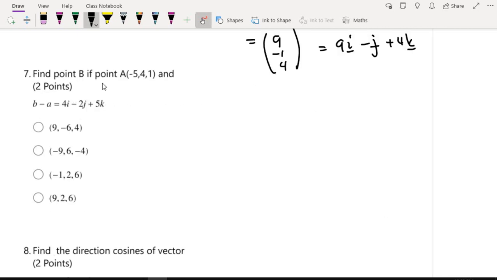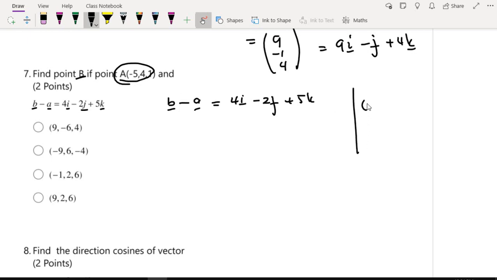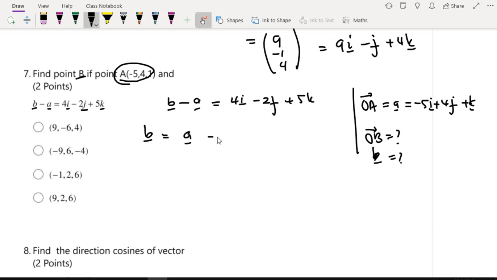Okay. Number 7, find point B. If point A is given, and vector B minus A is equal to 4i minus 2j plus 5k. So, given that vector B minus vector A is equal to 4i minus 2j plus 5k, and A is a point, OA, the position vector, or vector A, is equal to negative 5i plus 4j plus k. Okay, so we want point B. You need to find vector OB, or vector B. Take vector B as the subject. So A plus this vector, 4i minus 2j plus 5k.